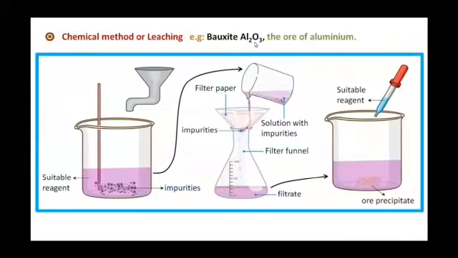Using this method, bauxite, Al2O3, the ore of aluminium, can be separated. Gold also can be separated by the leaching method. While leaching, gold cyanide solution, that is sodium cyanide or potassium cyanide, is used as the first suitable reagent and zinc metal is used as the second suitable reagent.